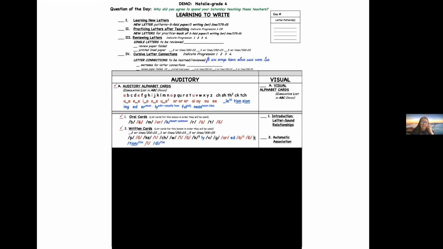Okay, so then moving on to the auditory cards. And these are the oral cards, which I chose after I chose the written cards. I chose the written cards first because of how they showed up in the words. And I tried to show it to be sure that it was clear whether I was talking about the long vowel sound or the short vowel sound.